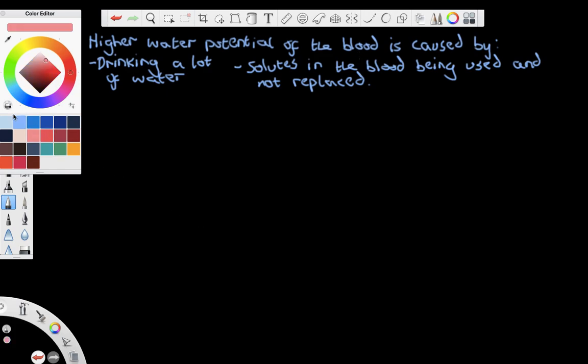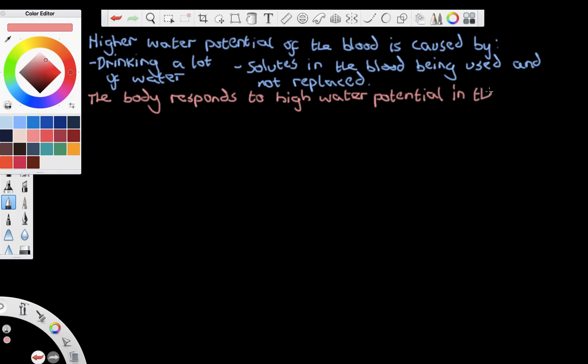So exactly like we did for the other one, we can say, and it will be much shorter, that the body responds to high water potential in the blood by... Osmoreceptors, which again are in the hypothalamus, detect high amounts of water and send nerve impulses to the pituitary gland to reduce the amount of ADH released.